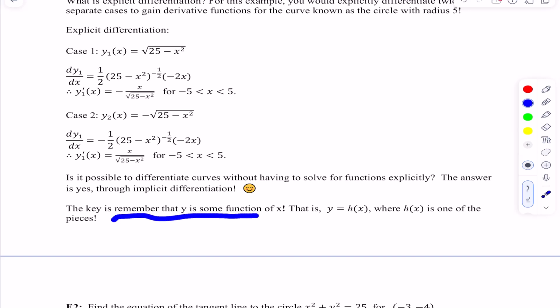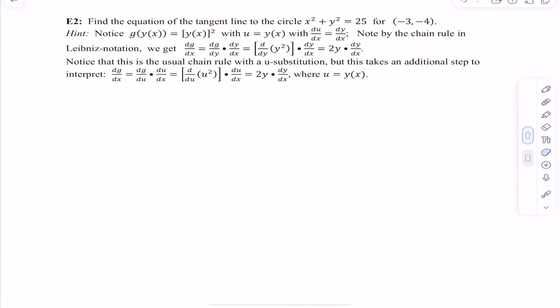You have to remember that y is just some function of x. If y is some function of x, then we could implicitly differentiate many different equations. Our goal here is to find an equation of the tangent line to this circle of radius 5 at a particular ordered pair. Now this is a very rough sketch, and the ordered pair is (-3, -4). So we're down here somewhere, in quadrant 3. Our goal is to find the equation of this tangent line.